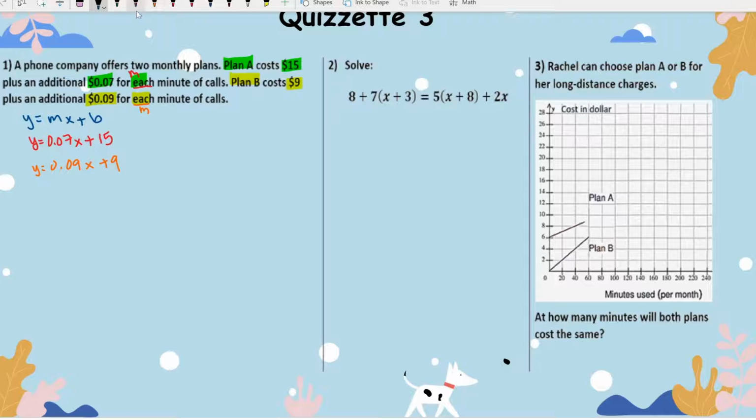For the 2 plans to cost the same means that the 2 equations are equal to each other. So what you're going to do is set them equal to each other. Plug this in place of y. That will give us 0.07x plus 15 equals 0.09x plus 9. Then we solve for x. How do we solve for x? We have the variable on both sides, so you need to bring one of them to the other side by subtracting 0.07x on both sides.